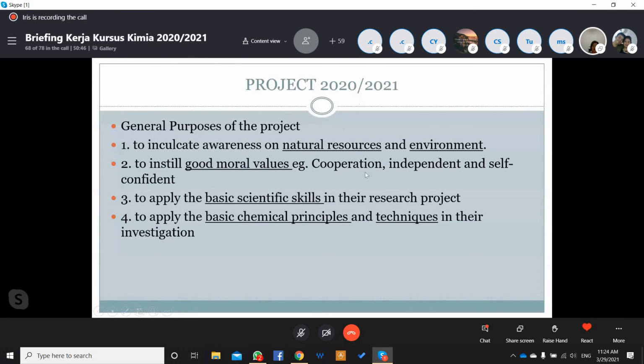So for the project, this one I think is in your PDF also. So finally, this project is not to make it a burden to you, but to actually help you to prepare yourself for a university kind of project. You have a basic idea.